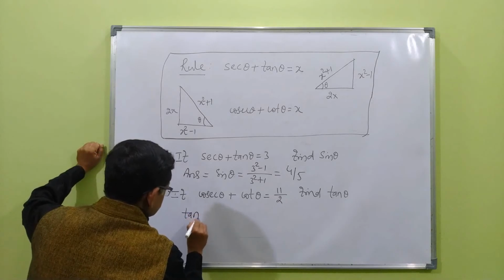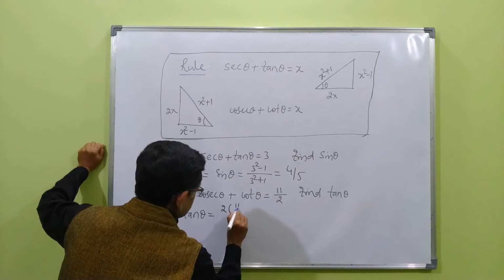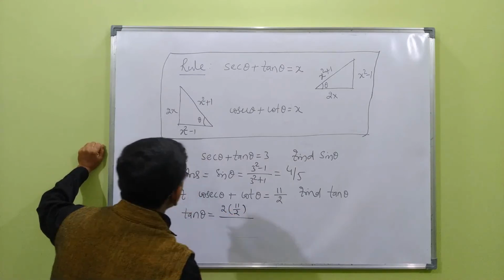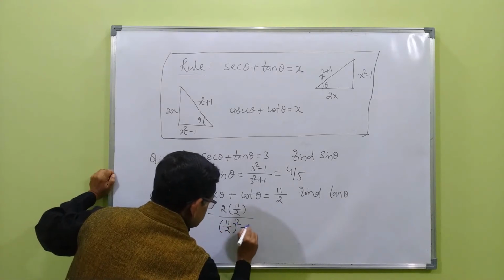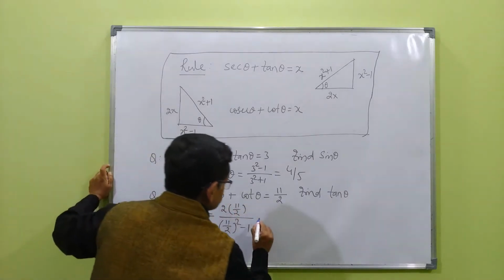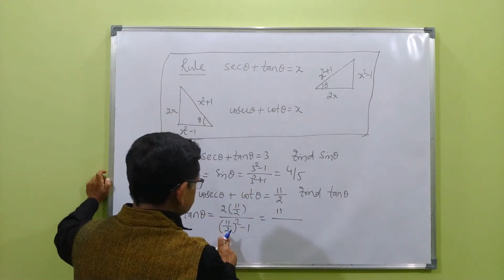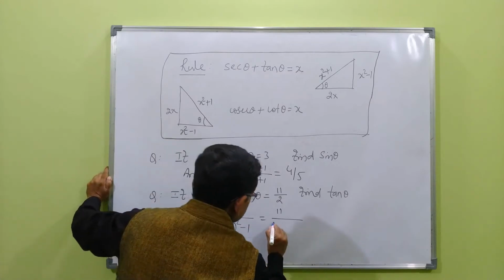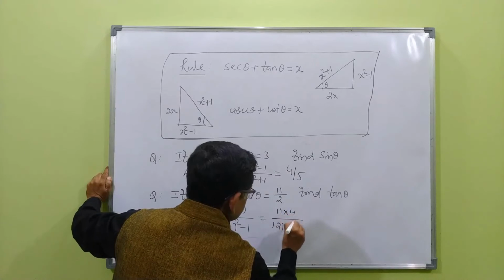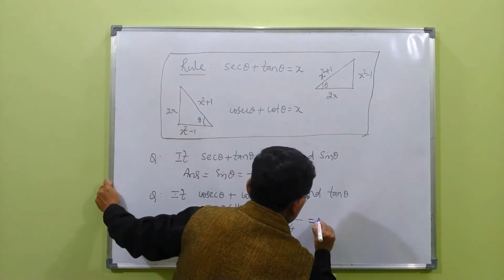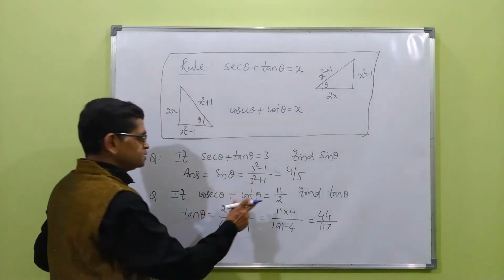So tan theta is equal to 2 into 11 by 2 divided by x square minus 1, that is (11/2) squared minus 1. So this is 11 whole divided by 121 divided by 4 minus 1. 121 minus 4, the 4 in the denominator will come to the numerator. So 44 divided by 117 is the answer.